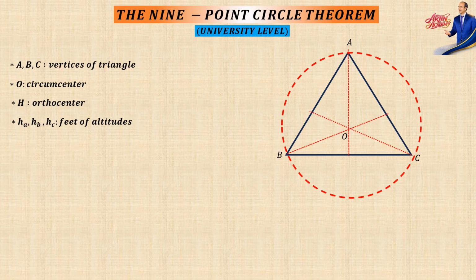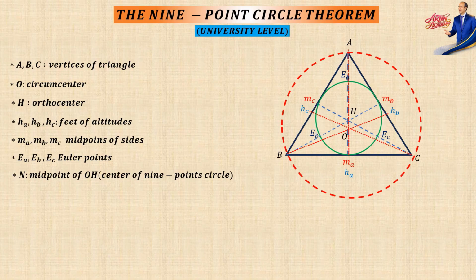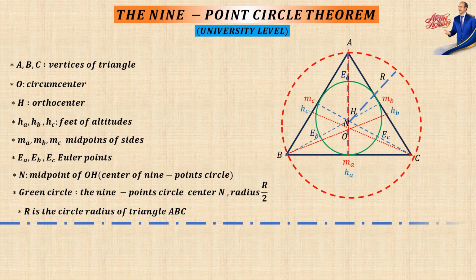M sub A, M sub B, M sub C midpoints of the sides. E sub A, E sub B, E sub C Euler points, the midpoints of AH, BH and CH. N midpoint of OH and the center of the 9-point circle. Green circle, the 9-point circle with the center N and radius R/2.